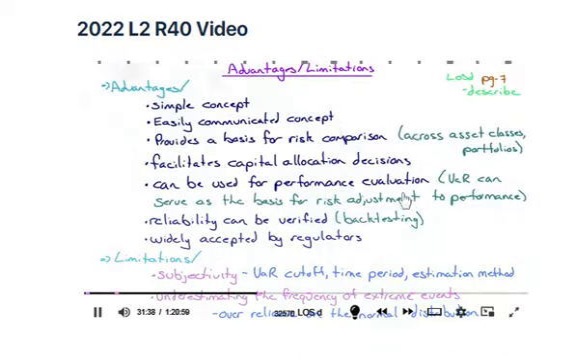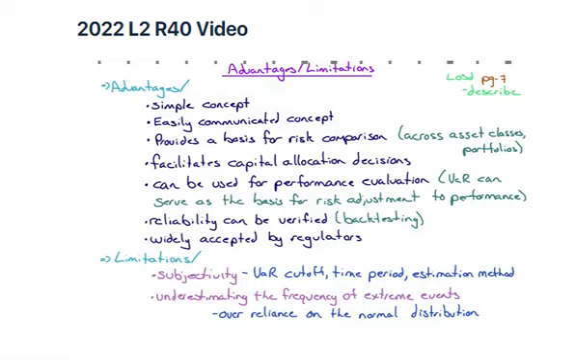Okay, LOS D, keyword describe. Describe advantages and limitations of VaR, regardless of the method we use to get to it, but just the general concept of VaR. Advantages: it's a simple concept. It's an easily communicated concept. Provides a basis for risk comparison across asset classes and across portfolios. Facilitates capital allocation decisions. We don't like the VaR? Well, then redistribute your holdings. Maybe lower your equity exposure, raise your bond exposure, whatever the case is, but it facilitates those decisions.